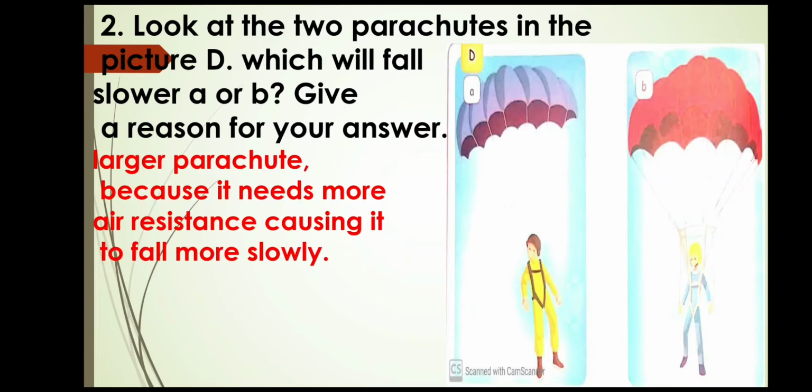Look at the two parachutists in picture D. As you can see in the picture, there are two parachutes, one bigger than the other. The red one is bigger or larger than the second one. Which falls slower, parachute A or parachute B? Give a reason for your answer.